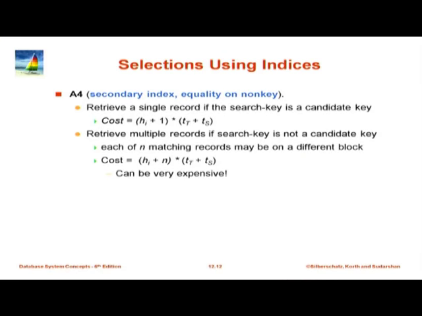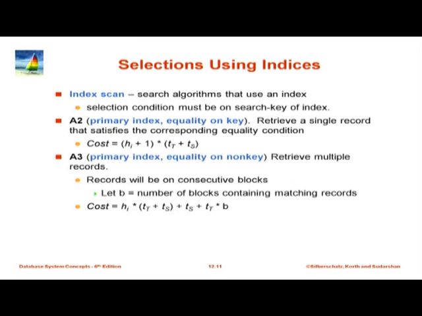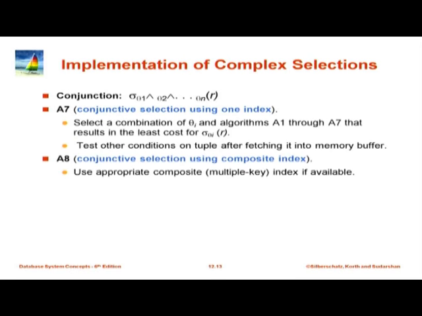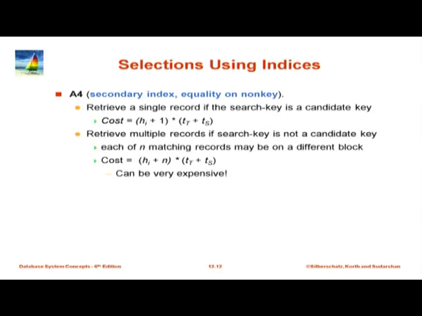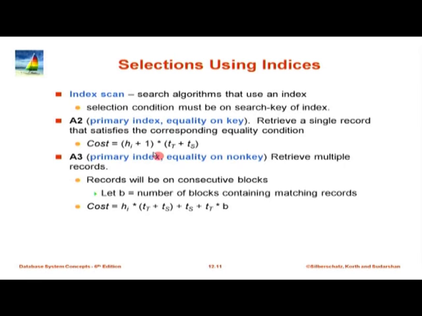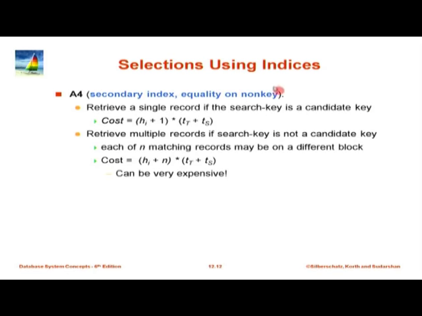Now the next case is secondary index equality on non-key. By the way, there is one more case, which is secondary index equality on key, which I have not shown here, but that turns out to be similar to primary index equality on key. What I mean is, if the key is unique, I am only fetching one record, so whether it is a primary index or secondary index doesn't really matter, this cost will be the same. But the cost difference comes when I have a secondary index with an equality on a non-key.